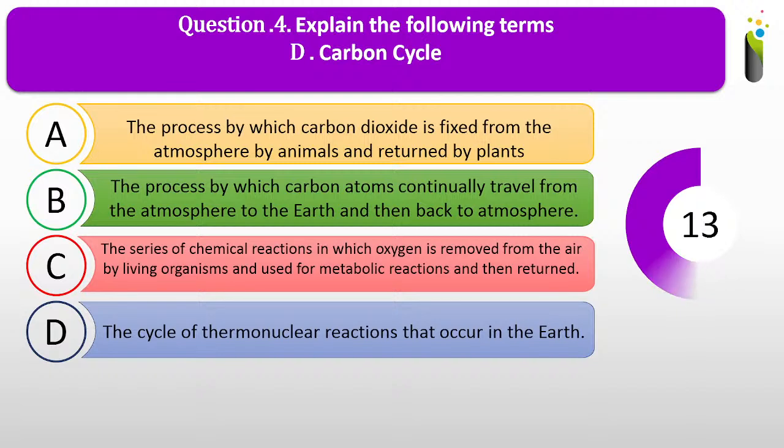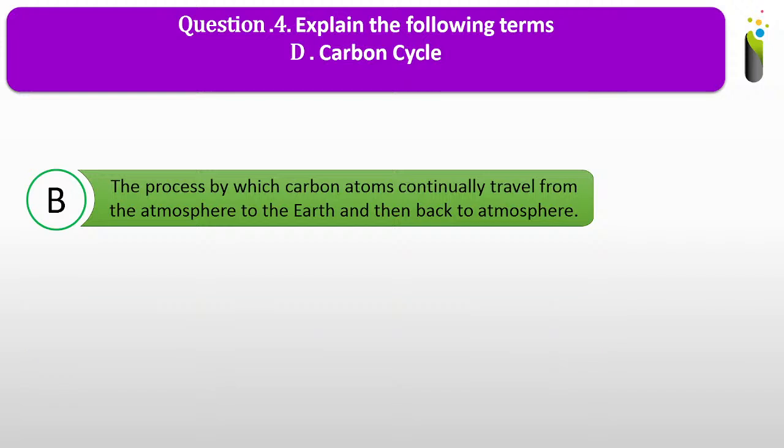Ansh Neem is saying, ma'am, I think in bio all of the above won't be asked in the question. There is no such thing being mentioned in the rules given by the council that all of the above won't be given as an option. Okay. So, the term carbon cycle is a process by which carbon atoms continuously travel from the atmosphere to the earth and then back to the atmosphere.